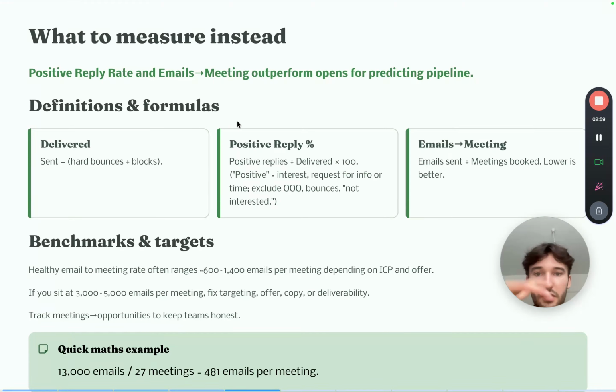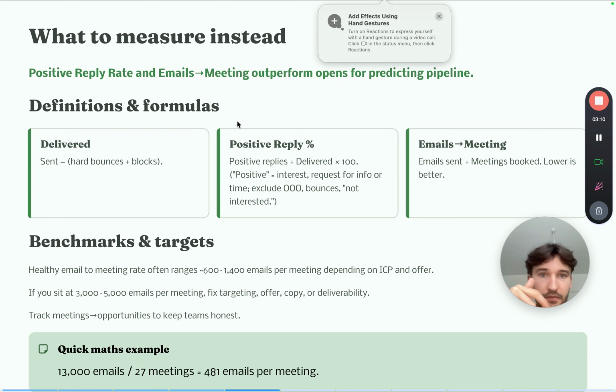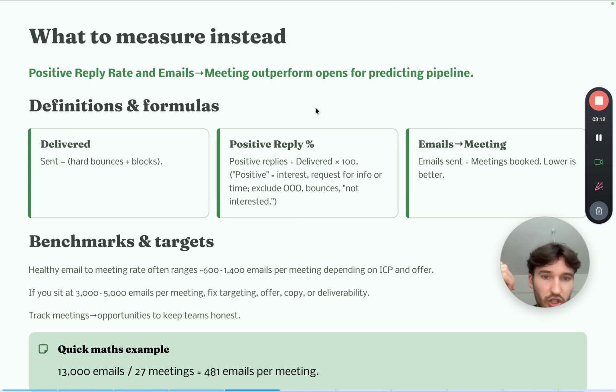So, what to measure instead? The best thing to measure instead is going to be your reply rate in general. So, if your reply rate's dropping below 1% and you're sending to like Google inboxes, then there's a good chance that you're probably landing in spam, and so you might want to change something up. Your positive reply rate is obviously also really important, but the main one is going to be just your reply rate in general. You can also track your email sent to meeting book rate.